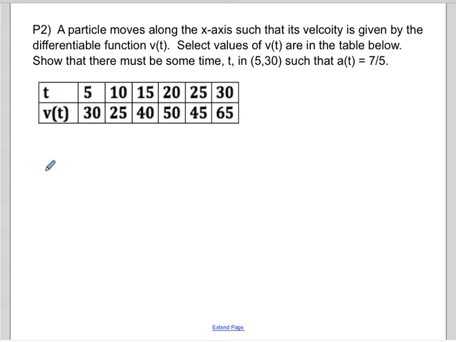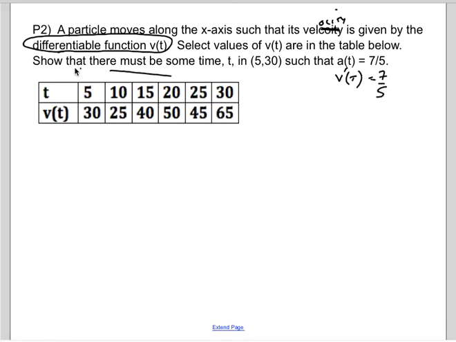All right, so you go ahead and pause me if you want and try P2. It's going to be the same idea. Okay, so a particle moves along the x-axis such that its velocity, hey, that's not how you spell velocity, is given by the differentiable function. It matters that v is differentiable, right? Select values of v of t are in the table below. Show that there must be some time such that a of t, which again is worth noting is v prime of t. This is a mean value theorem question.